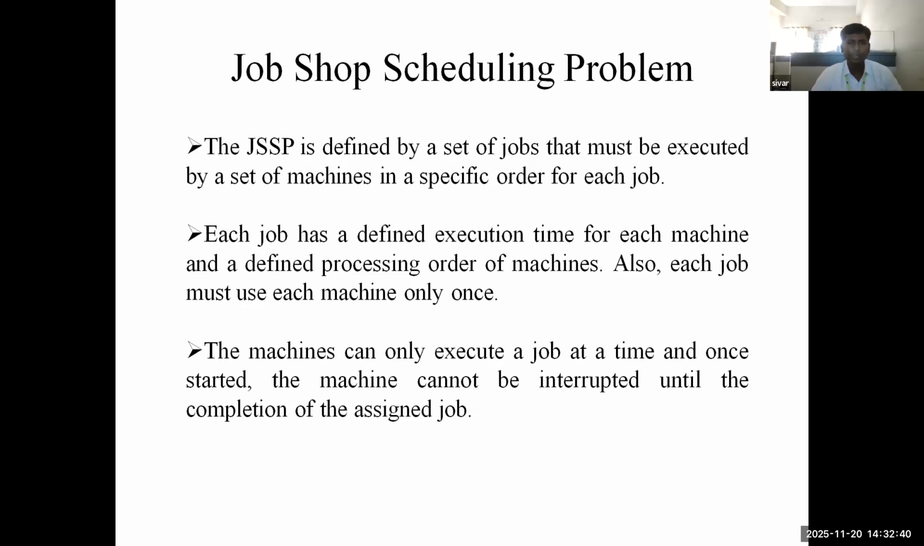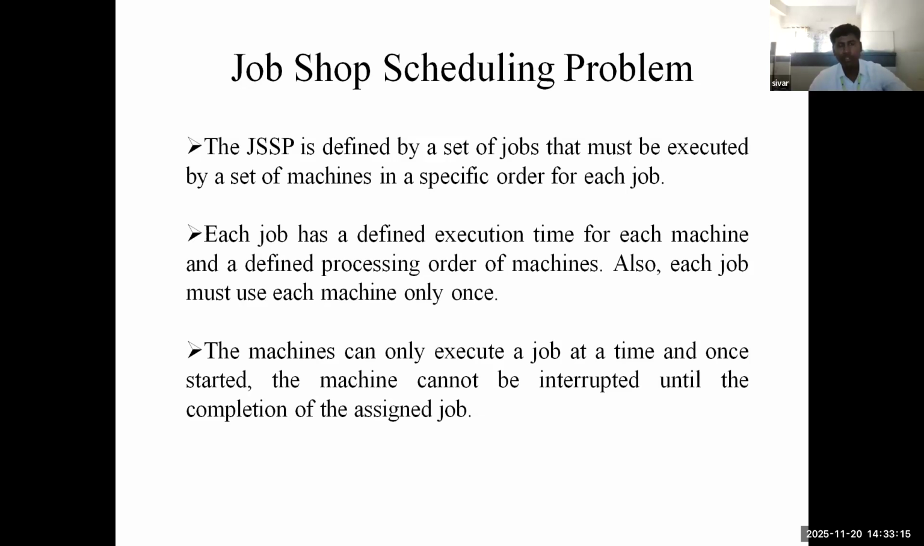Generally, the job shop scheduling problem has a set of jobs. Jobs must be executed by a set of machines in a specific order. Each job has a defined execution time for each machine and a defined processing order of machines. A machine can only execute one job at a time. And once started, the machine cannot be interrupted until the completion of the assigned job.